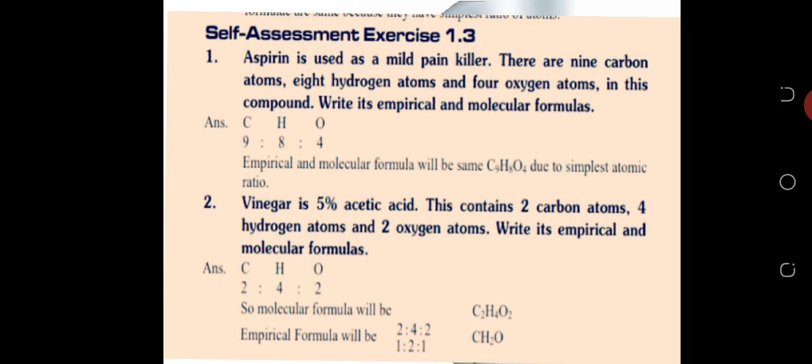C2H4O2, and when we divide it by 2, because the table of 2 goes into all 3 numbers, 2, 4, 2, the empirical formula, as you know, will be the simplest ratio. And when we come to the simplest ratio, it means 1 to 1. That is the simplest ratio, CH2O. This is the simplest ratio.